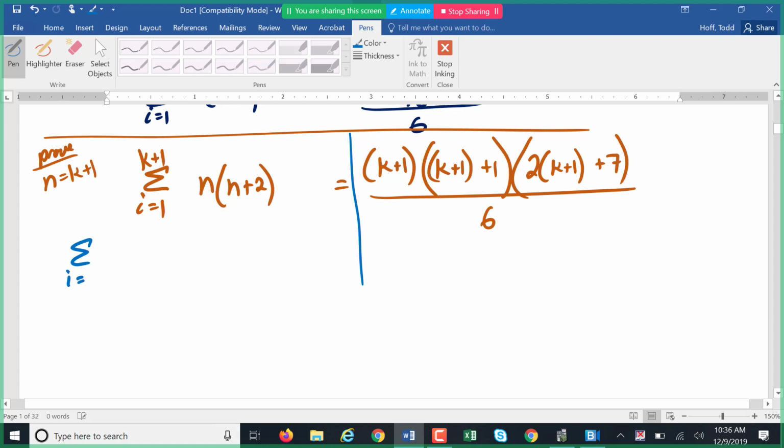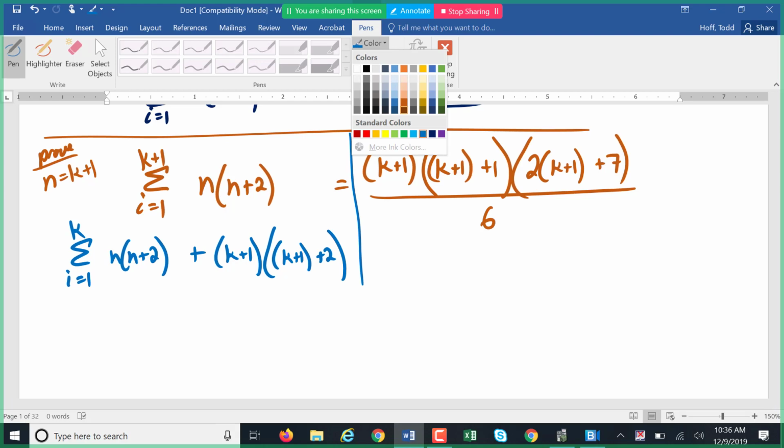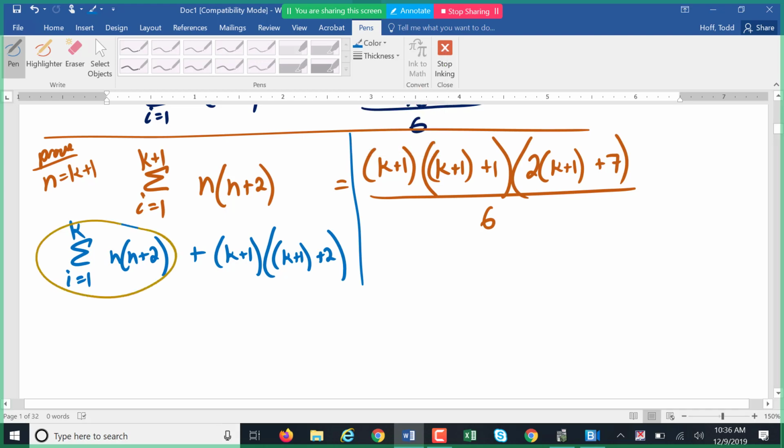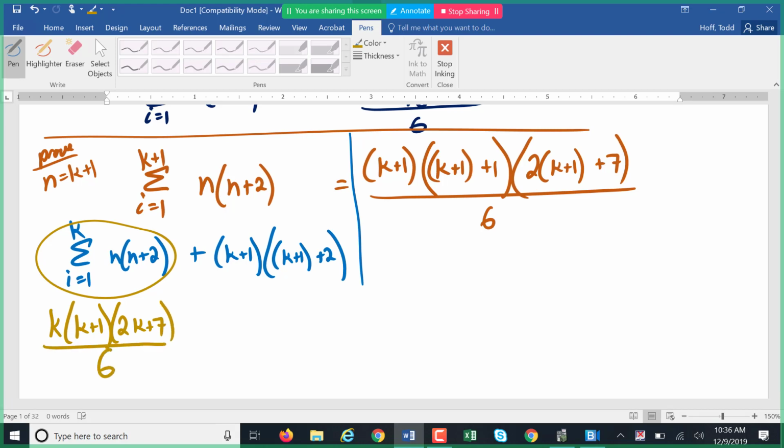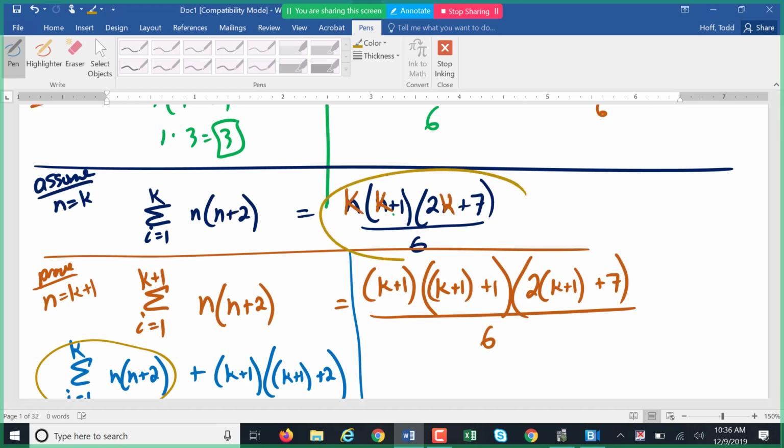So we'll split it into the summation from i equals 1 to k of n times n plus 2, plus then that k plus 1 term is just going to be k plus 1 times k plus 1 plus 2. So let's work with that. First off, we know that this is equal to k times k plus 1 times 2k plus 7 over 6. That is from what we assumed up here.